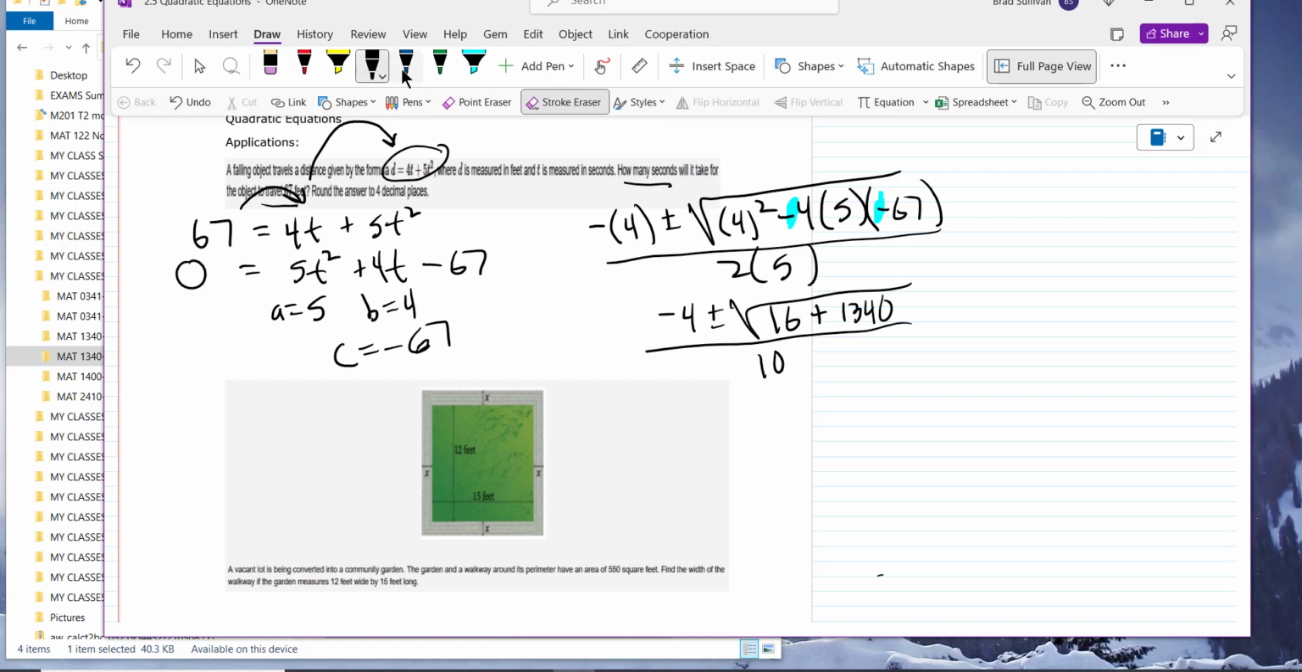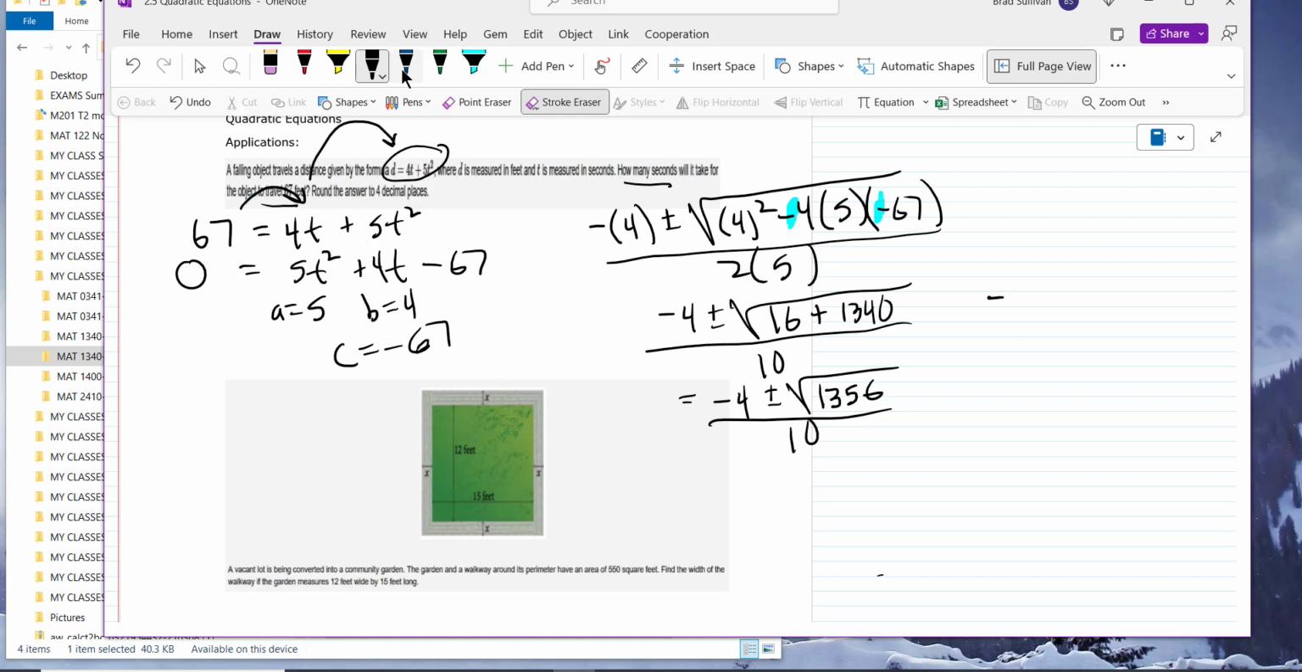So now what we're going to get is -4 plus or minus the square root of 1356 all over 10. Okay, now that's the part I think, just my observation, you all were doing a good job of plugging the numbers in and calculating and getting to this point. Now at this point, you don't need to worry about the 1356 and worry about perfect square factors. You're probably going to get a decimal on this anyway. So a good way to do this problem is like this on your calculator.